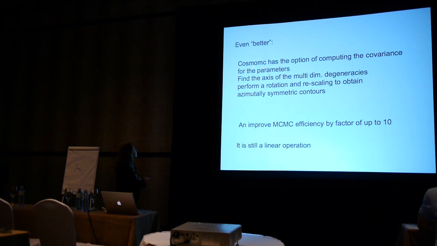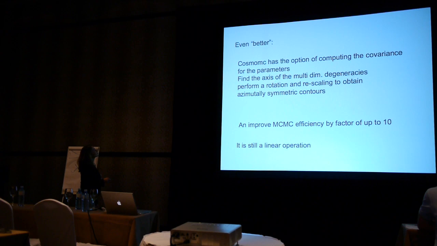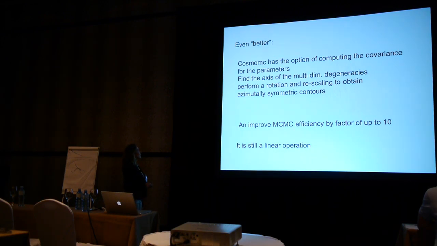Okay, so Cosmology has the option of computing covariance for the parameters. So you find the axis of the multidimensional degeneracy, perform a rotation and a scaling, and obtain simple symmetric contours. This improves your efficiency by up to a factor of 10. So it's still a linear operation, so it won't work with bananas.